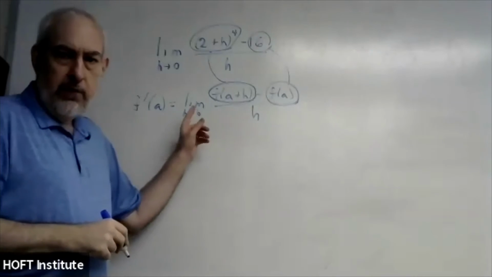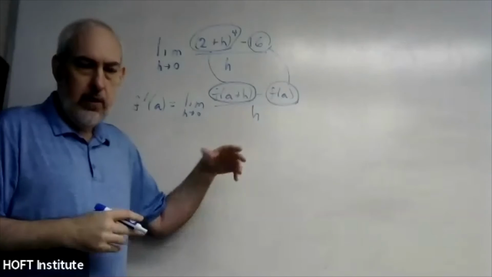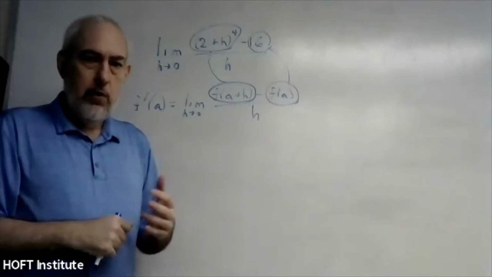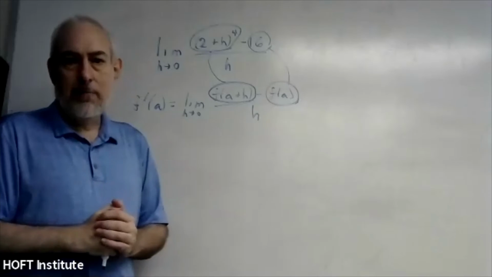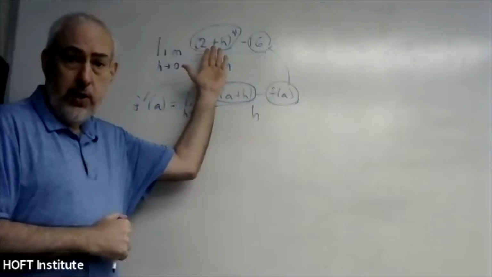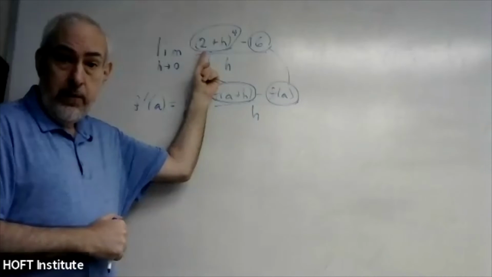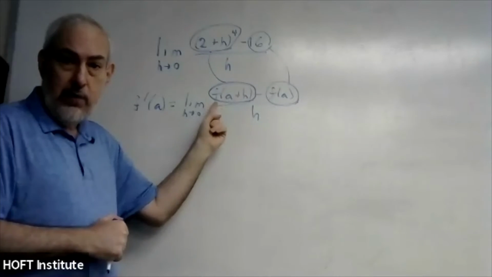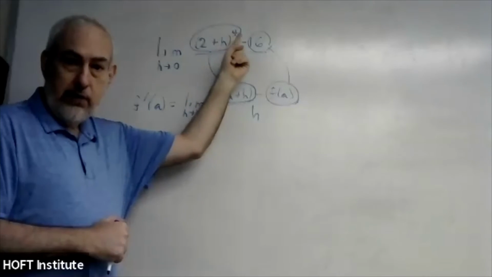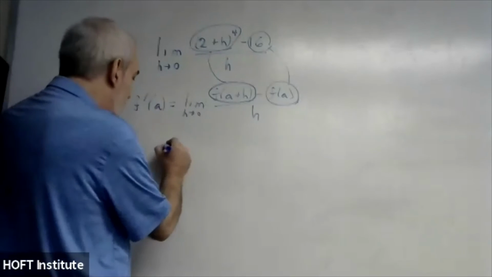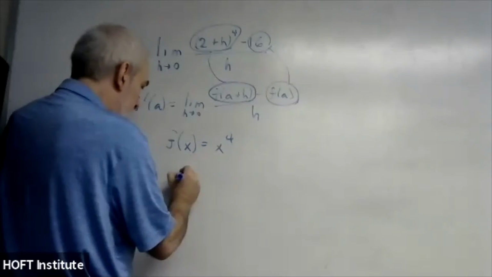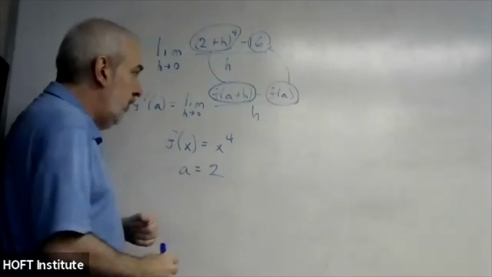Now, because f of a plus h, I start off with some function f of x, and I cram in a plus h. So do I see something that looks like it might be the a plus h, where a is some constant? Well, I have 2 plus h, so maybe a is 2, and a plus h is what I crammed into a function, and this is to the fourth, so it's the function x to the fourth. So putting that together, I'm guessing that f of x is x to the fourth, and that a is 2.